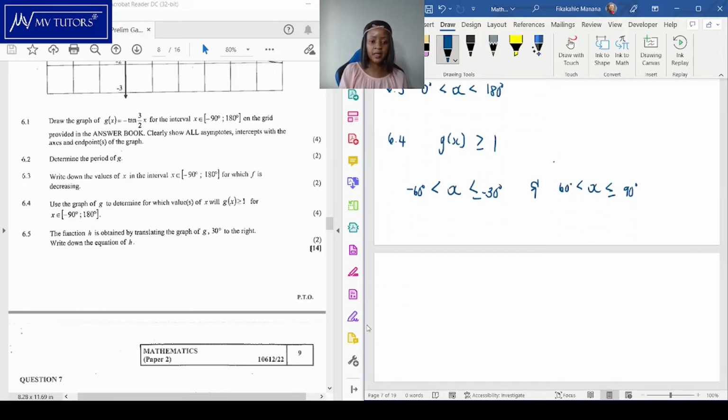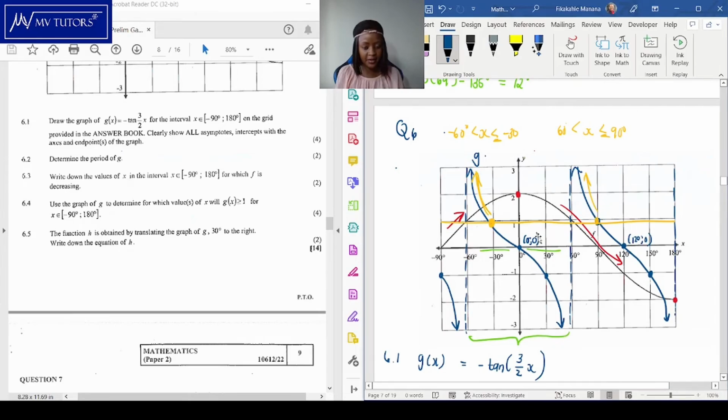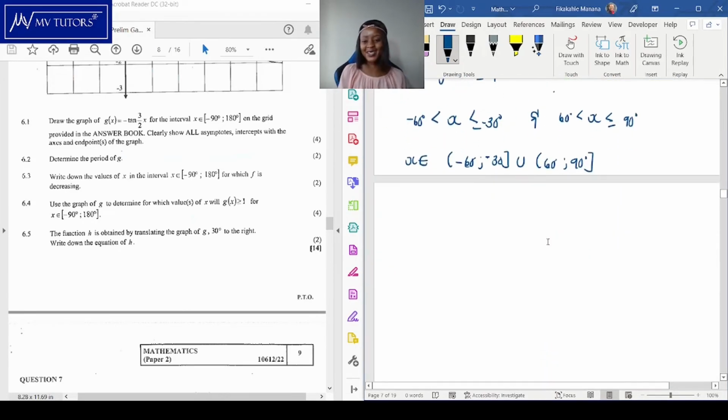Or you could have said x is an element of negative 60 to negative 30, and 60 to 90. I hope it makes sense. Is there another one? Nope, I can't see. If you can see any other solution, comment down below.